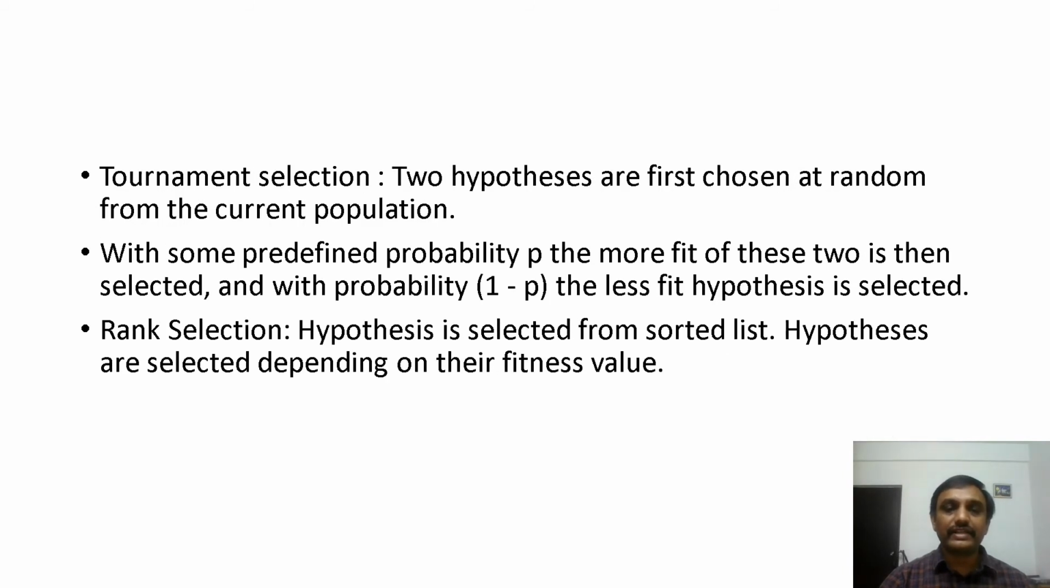The second selection criterion is tournament selection. Here, two hypotheses are chosen at random from the current population, with probability P for the most fit one and probability 1 minus P for the less fit one. The next criterion is rank selection. Here, the selected hypotheses are placed in a sorted list. That sorted list is created depending on their fitness values. After that, selection is carried out.